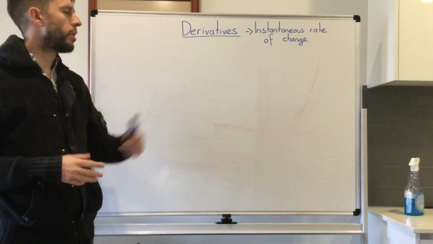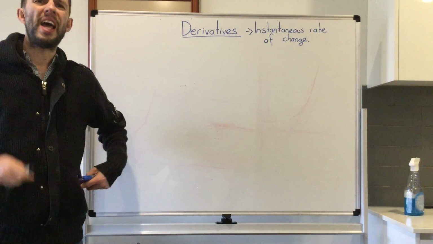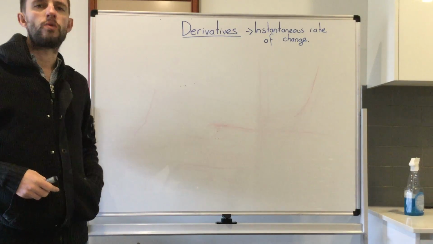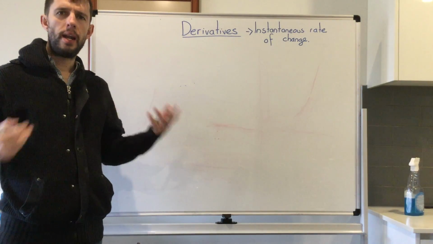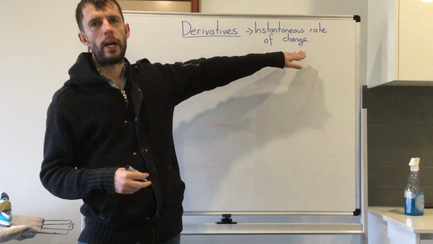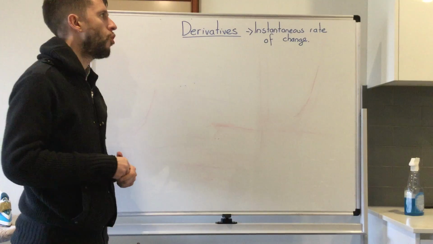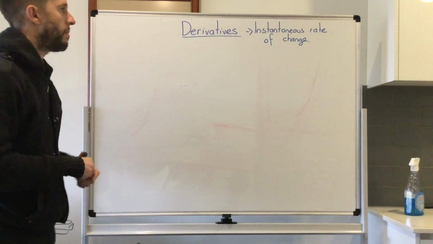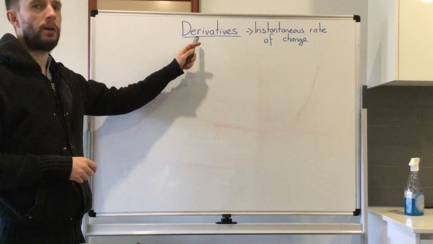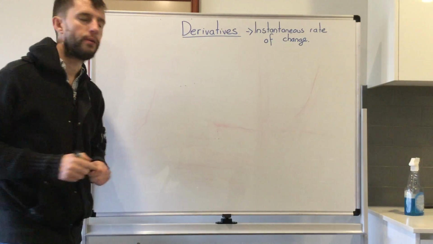So we are going to be looking at derivatives. In other words, we are looking at instantaneous rate of change. So let's go back over instantaneous rate of change, and we are going to come up with a formula for working that out. And that means we'll be coming up with a formula for our derivatives.